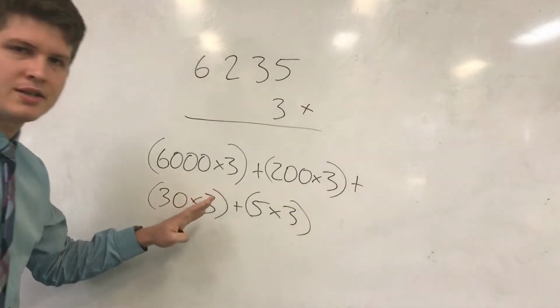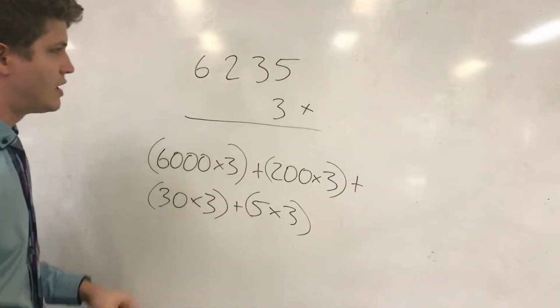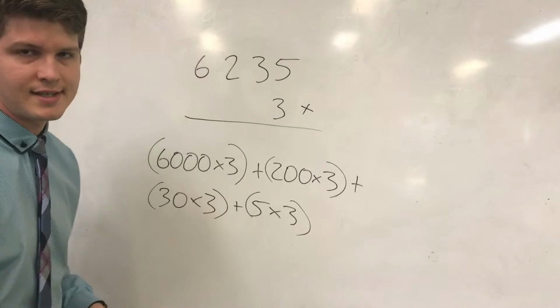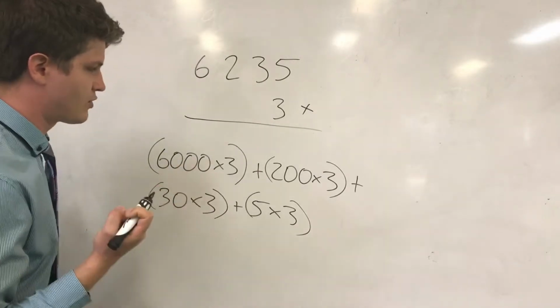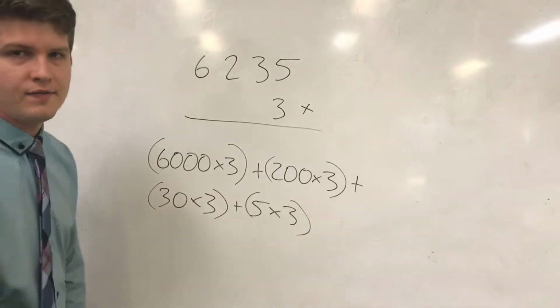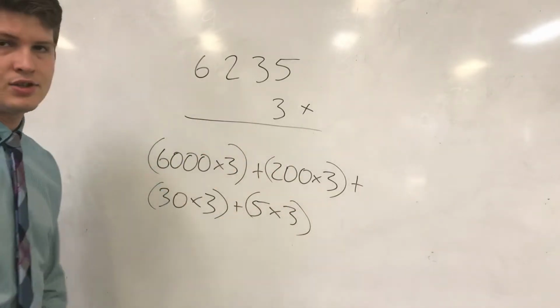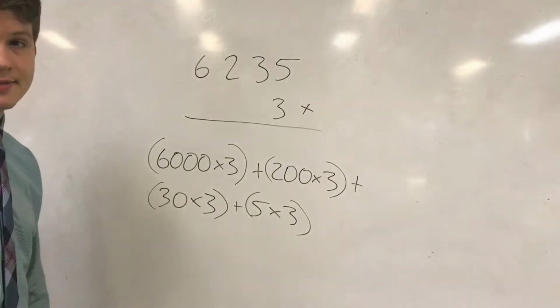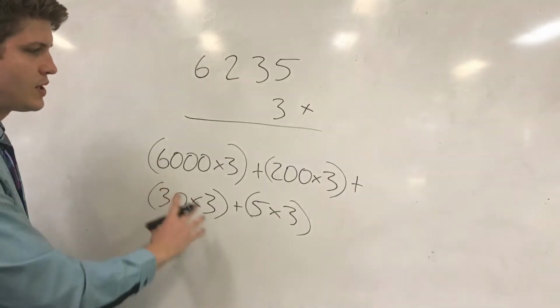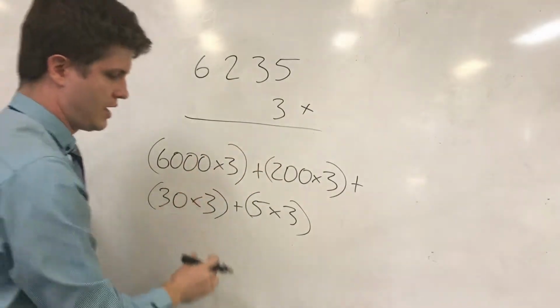So this is a fundamental understanding of multiplication, that we can break these numbers up and then put them back together again, and you still get the same answer. So we've got 6,000 threes, then we're going to add on 200 threes, 30 threes, and 5 threes, and add them all up together. And all up, we've got 6,235 threes. But sometimes we can lose a sense of what's happening there because of where the numbers go here.